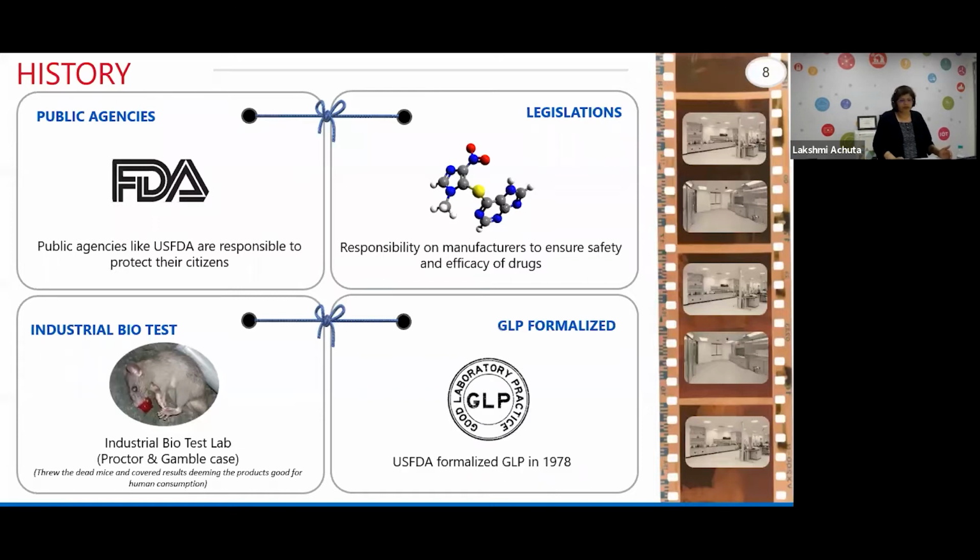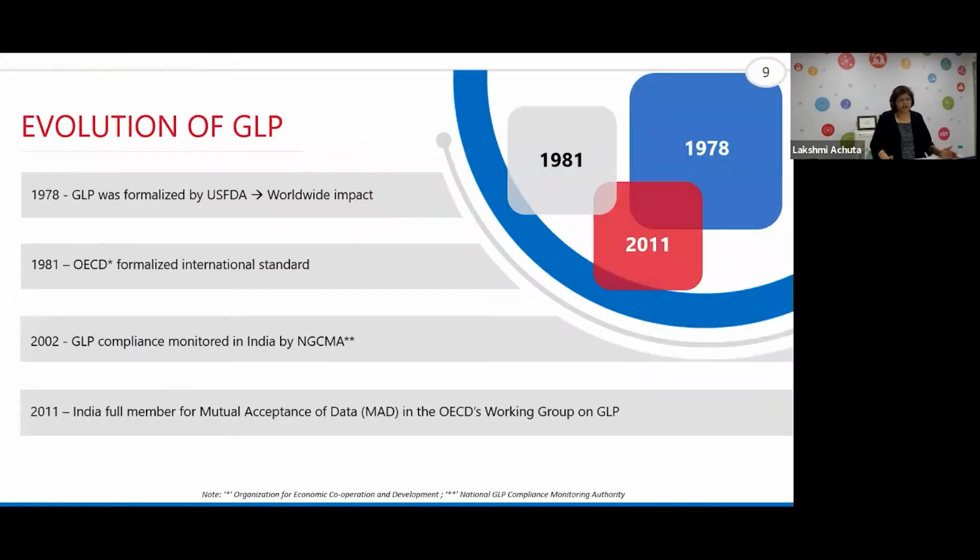Subsequently, in the year 1978, the US FDA formalized the GLP, which had a worldwide impact, in a manner that any company conducting business with the US had to follow the US GLP regulatory requirements. This led to various countries having their own regulatory requirements related to GLP. Subsequently, in 1981, the Organization for Economic Cooperation and Development formalized the GLP as an international standard. And that's the reason why, as of today, OECD GLP is a formalized international standard being used by the various regulatory agencies across the world.